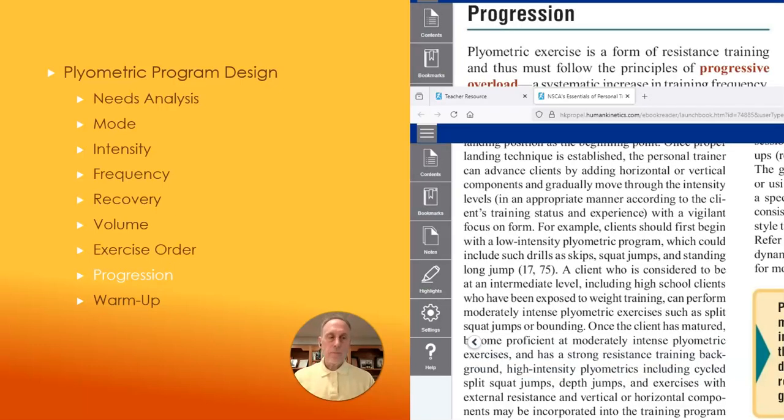Progression. They talk about how the personal trainer can advance clients by adding horizontal or vertical components and gradually moving through the intensity levels, which I agree with. Clients should first begin with a low intensity program, which can include drills such as skips, squat jumps, and standing long jump. 100% on board.